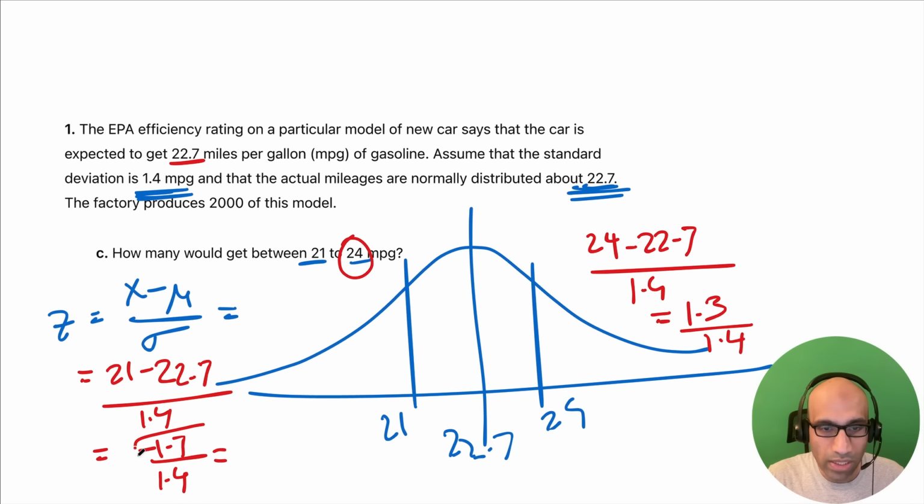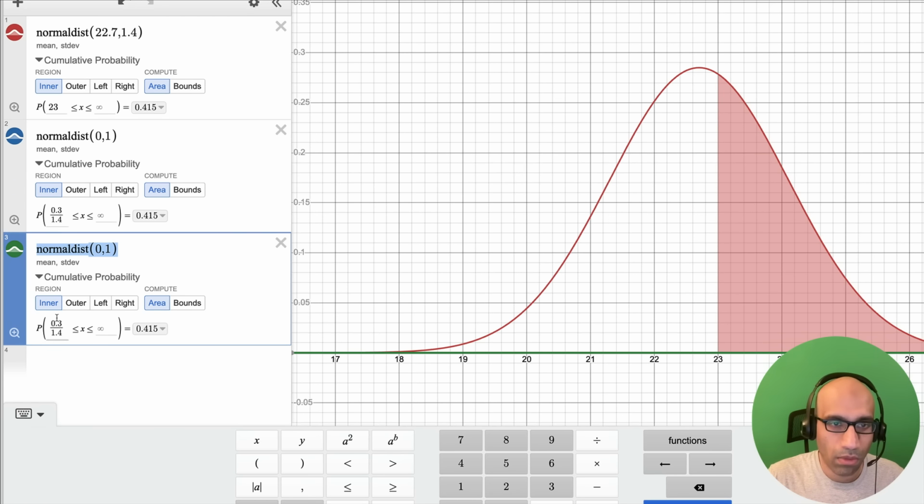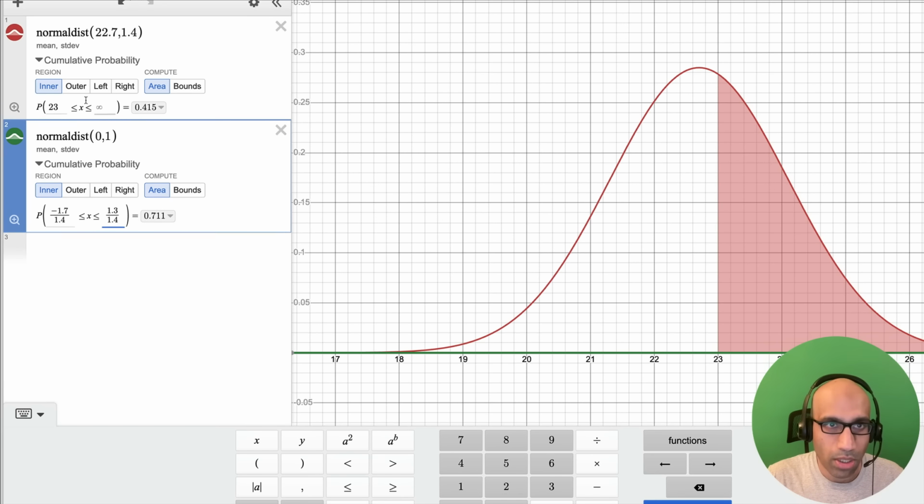So remember, we have these two values, negative 1.7 divided by 1.4 and 1.3 divided by 1.4. Let's go to Desmos now. Your memory is probably stronger than mine. What were the numbers here? Negative 1.7, and then this was 1.3 divided by 1.4, and that's the answer here. Let's ignore this part and let's move it here.